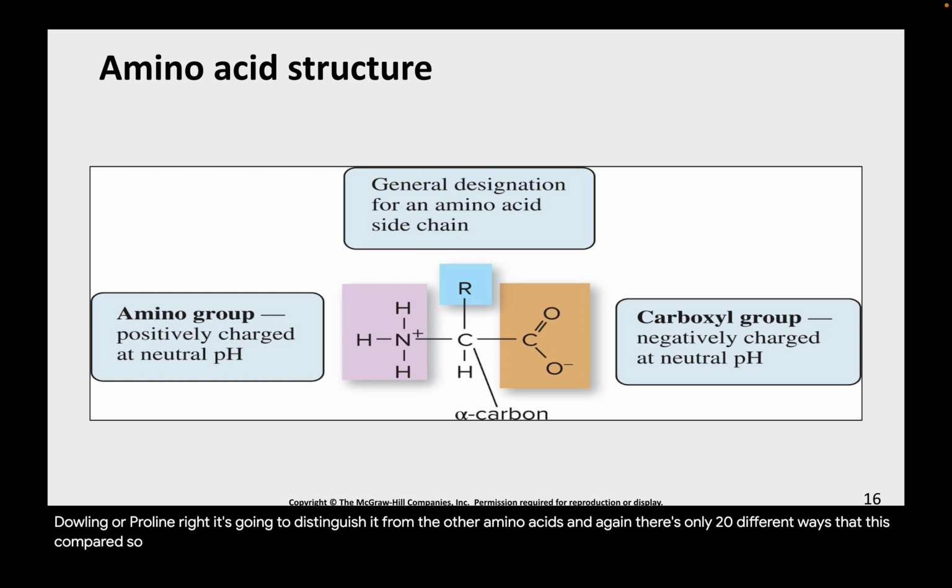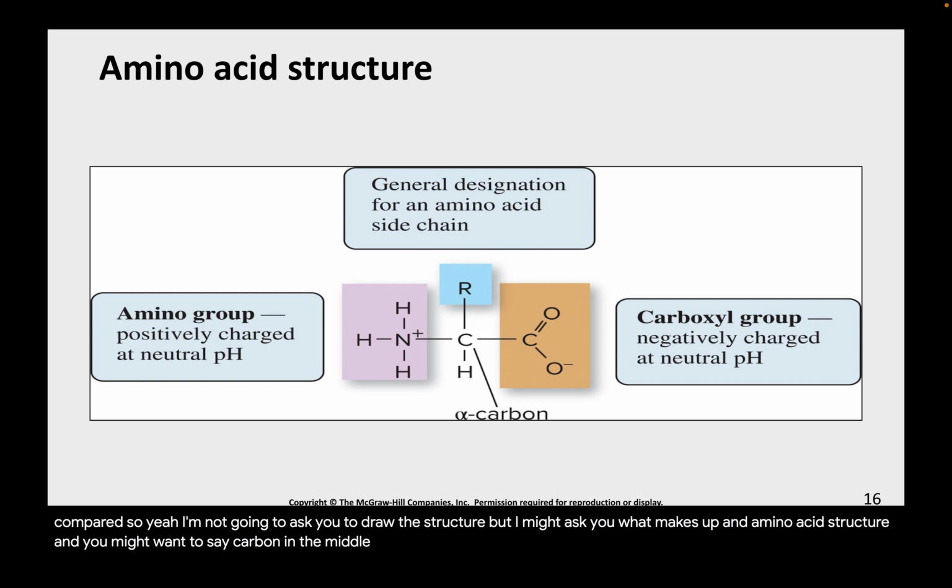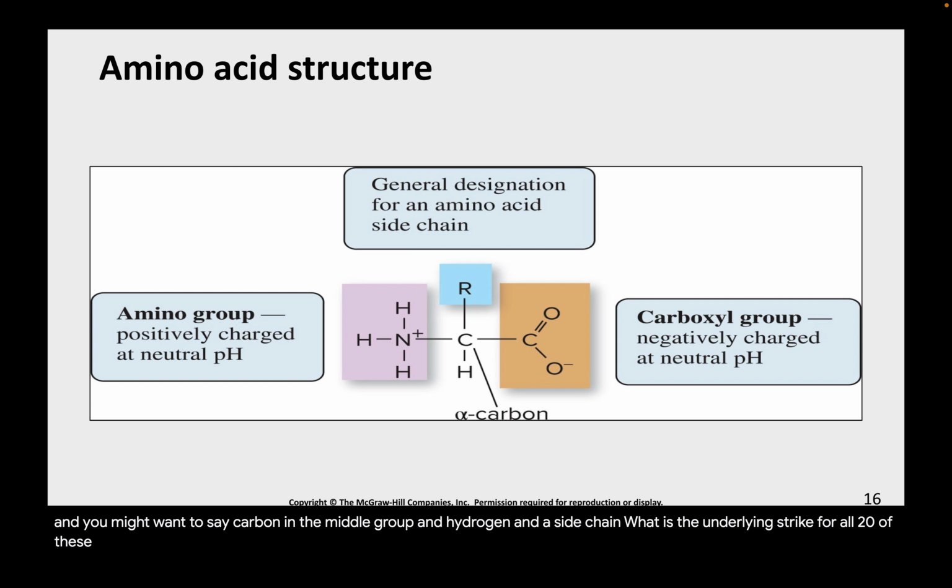So again, I'm not going to ask you to draw this structure, but I might ask you what makes up an amino acid structure. You might want to say a carbon in the middle, an amino group, a carboxyl group, a hydrogen, and a side chain or R chain. That is the underlying structure for all 20 of these molecules.